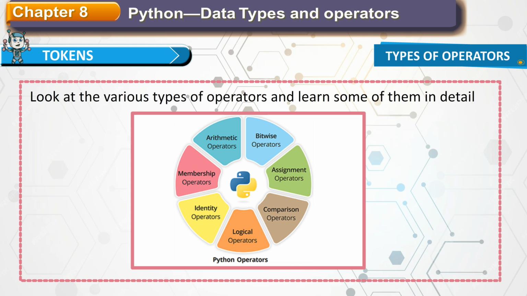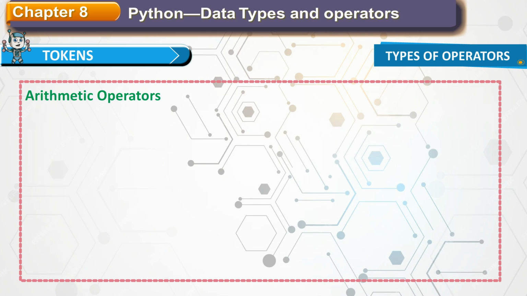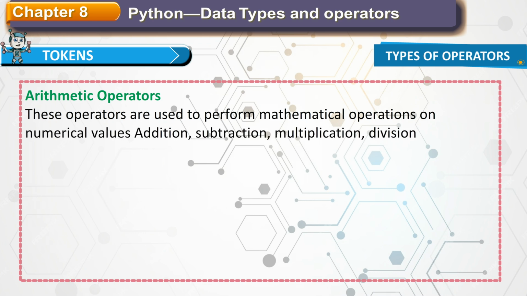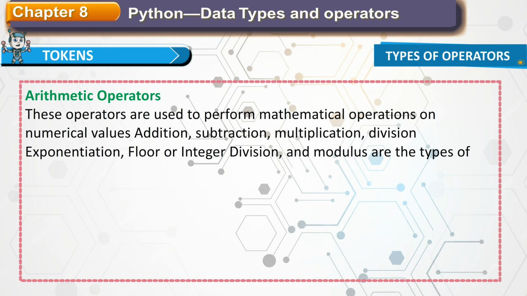Arithmetic operators, bitwise operators, assignment operators, comparison operators, logical operators, identity operators, membership operators. Arithmetic operators. These operators are used to perform mathematical operations on numerical values: addition, subtraction, multiplication, division, exponentiation, floor or integer division, and modulus are the types of arithmetic operators.